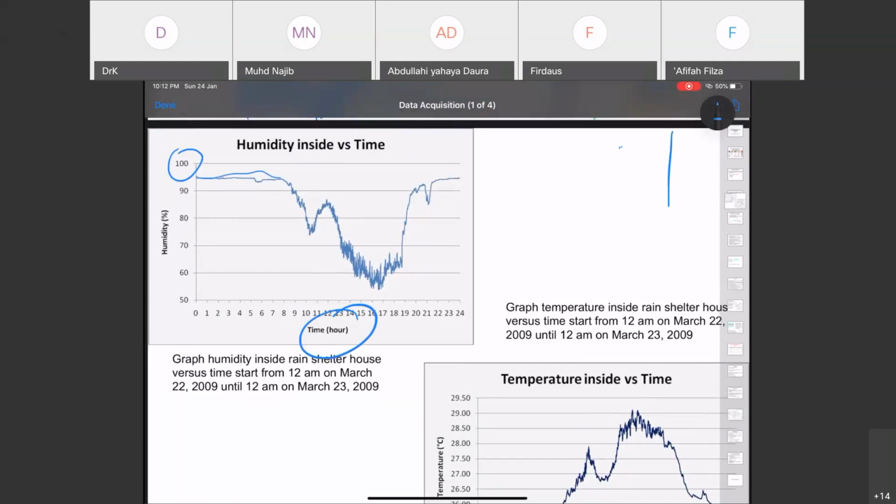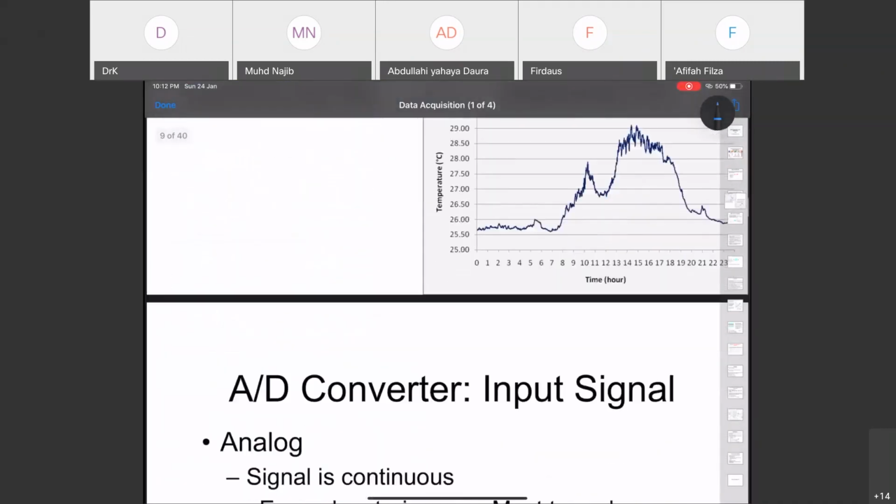So the data acquisition process will result in something like this at the end. Most of you may have your research projects and may need to do some data collection. You may work on an instrumentation system, and at the end of the day, you are looking at this kind of data recorded over time.